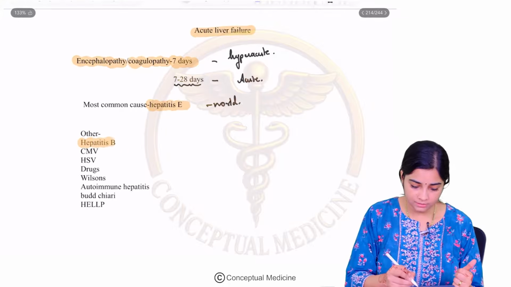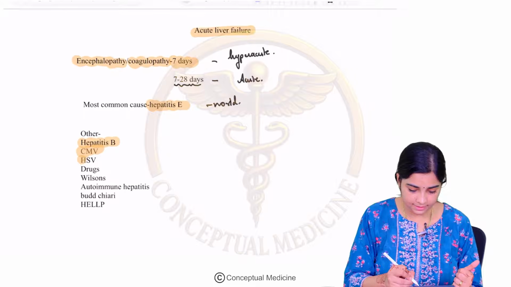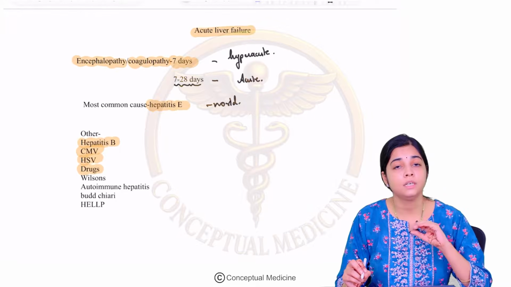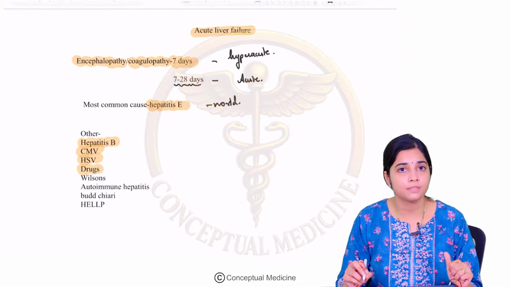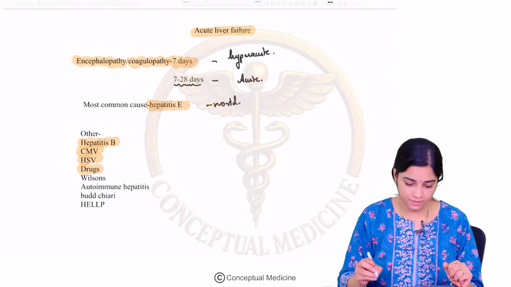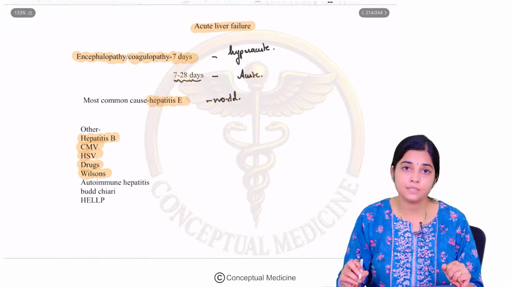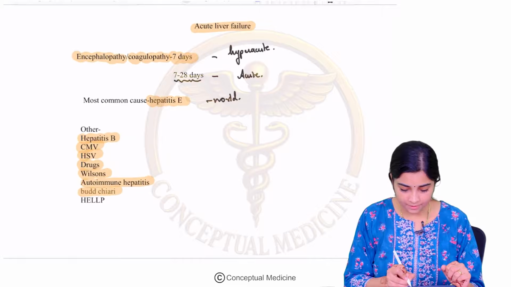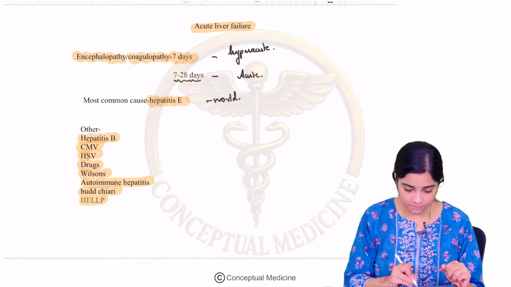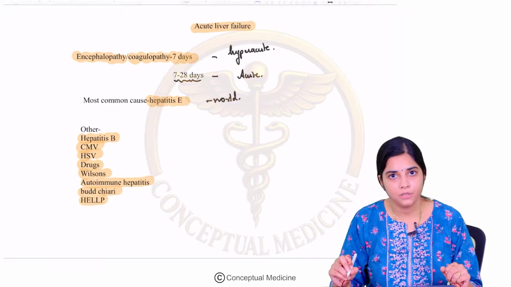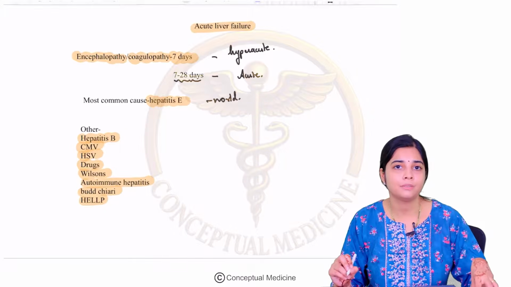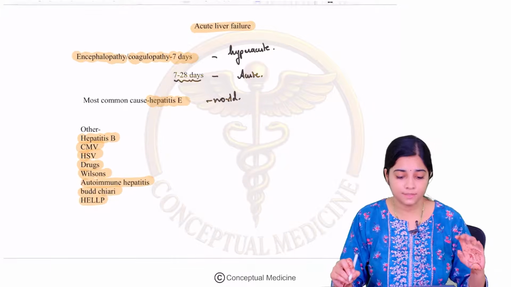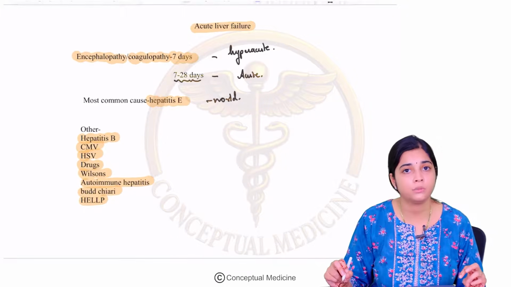So other causes include hepatitis B, other viruses like CMV and HSV, and very importantly drugs. We have just looked at the huge list of drugs which can cause liver injury and fulminant hepatitis. Then Wilson's disease can present as fulminant hepatitis, then autoimmune hepatitis, then vascular disorders like Budd-Chiari syndrome and HELLP syndrome. So what is the basic difference between acute hepatitis and fulminant hepatitis? In fulminant hepatitis, you can have serious complications such as encephalopathy and coagulopathy.